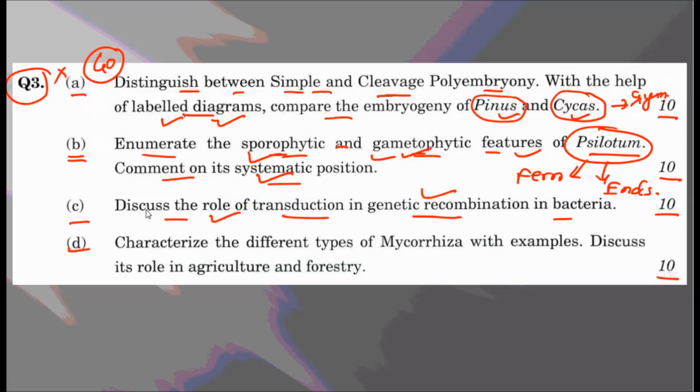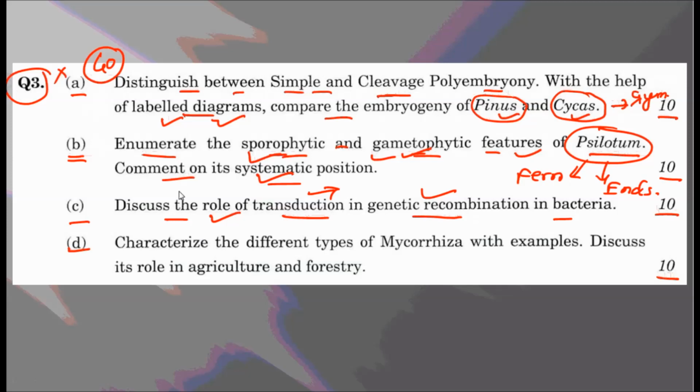The next sub question is: discuss the role of transduction in genetic recombination in bacteria. You know, in bacteria there is a genetic recombination in which transduction is happening. All right. So you have to write the role of this transduction in genetic recombination in bacteria.